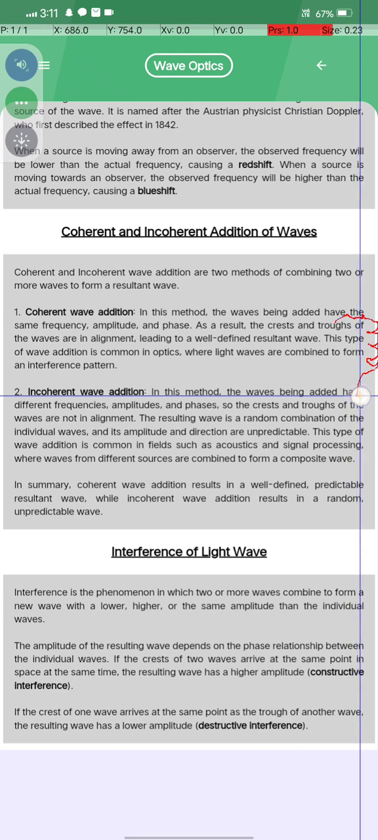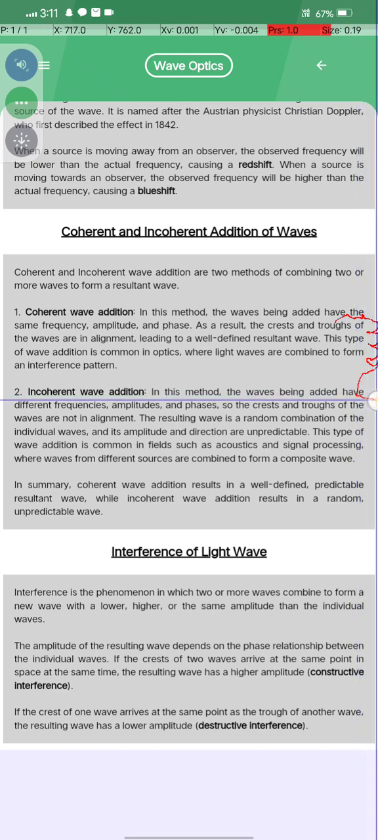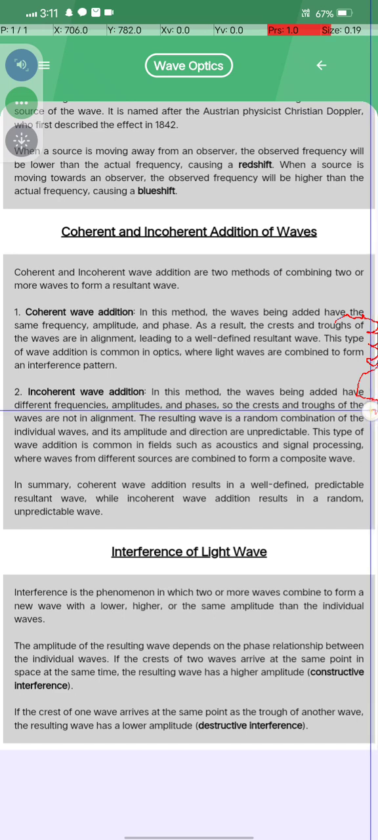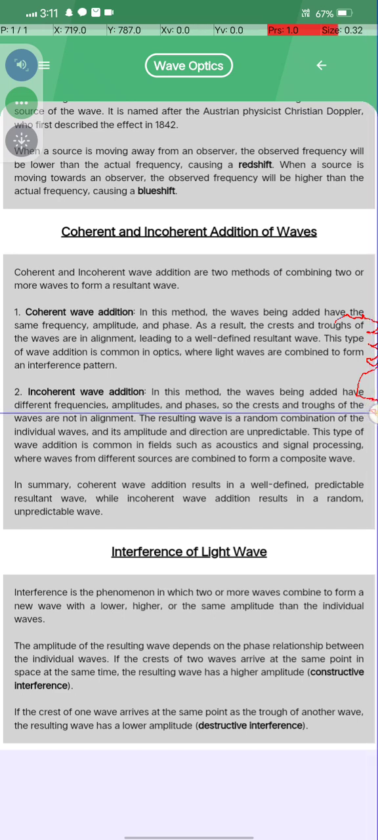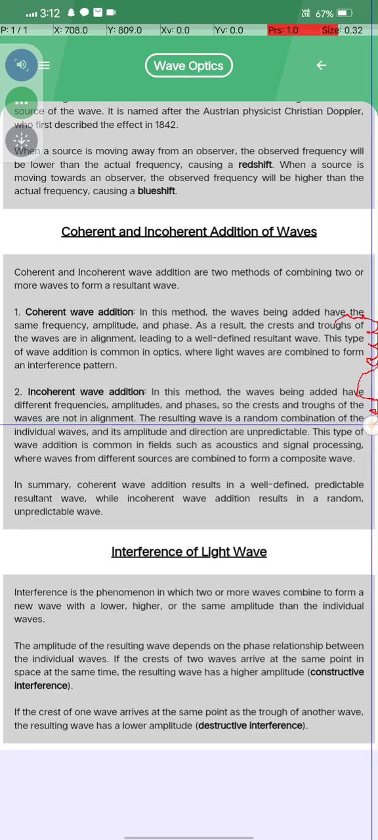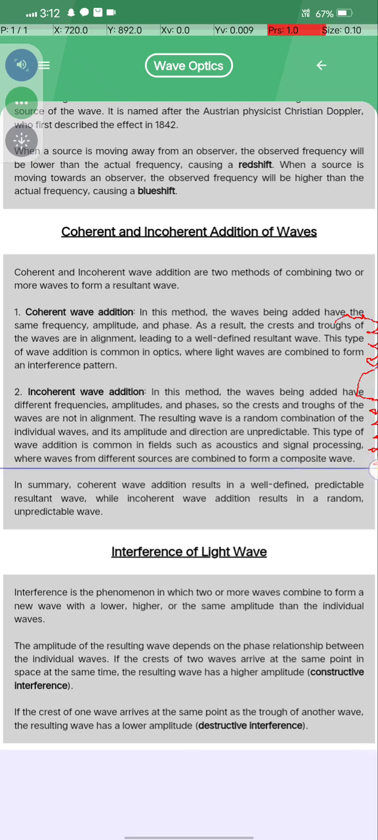In this method, the waves being added have different frequency, amplitude, and phase, so the crests and troughs of the waves are not aligned. The resulting wave is a random combination of individual waves, and the amplitude and direction are unpredictable. This type is common in fields such as acoustics and signal processing, where various waves from different sources are combined to form a resultant wave.